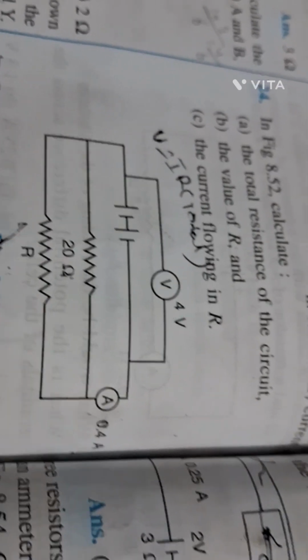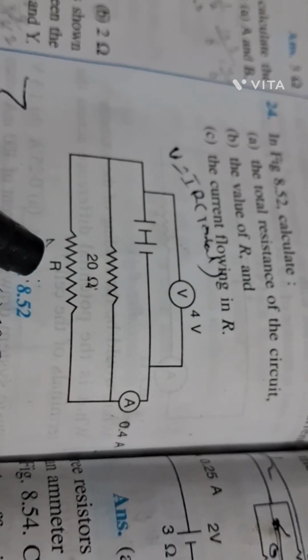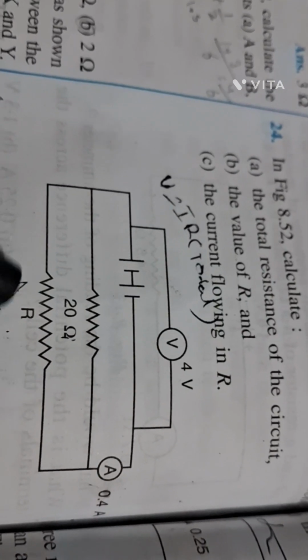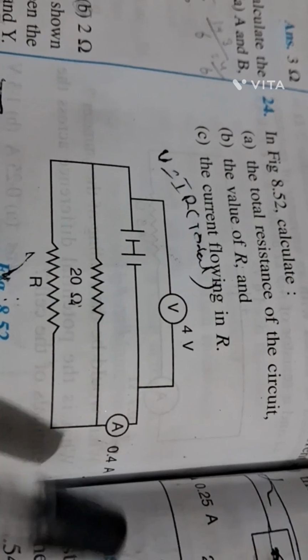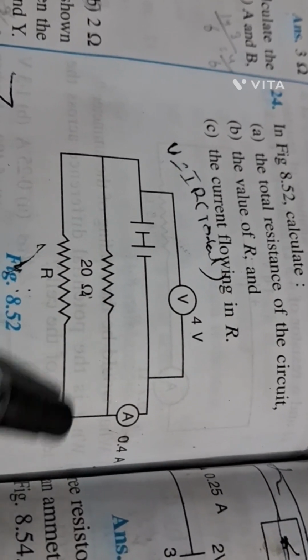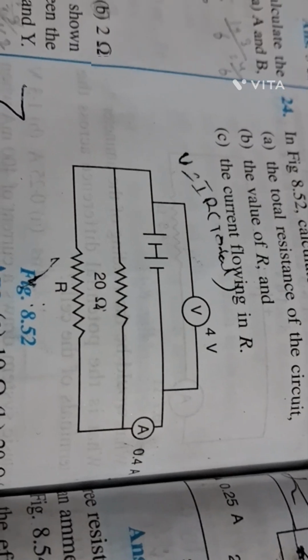So this is the question in which we are given a figure with two resistors, one of 20 ohm, and we have to find the other, and an ammeter reading of 0.4 ampere. Basically, an ammeter measures the current, so we are given the current. A voltmeter measures the potential difference, so we are given the potential difference. Now let us start the question.